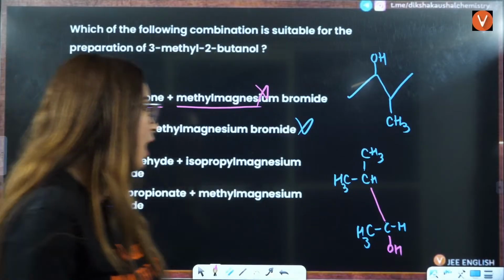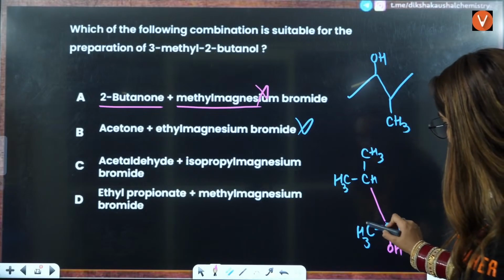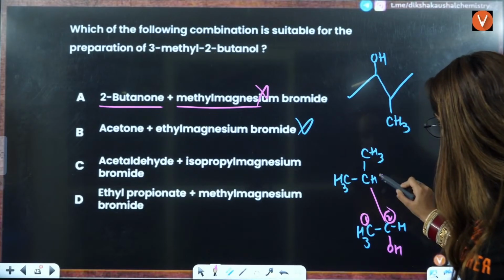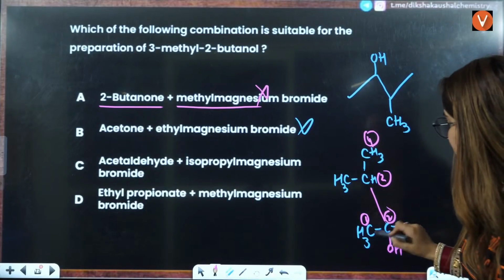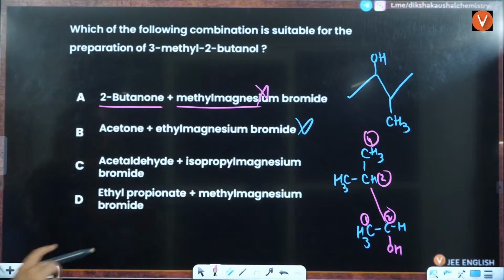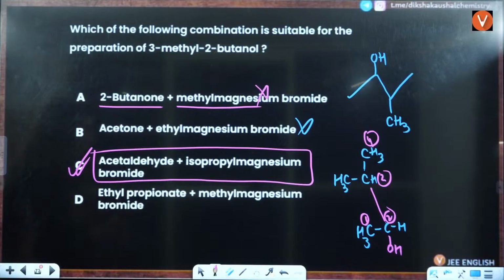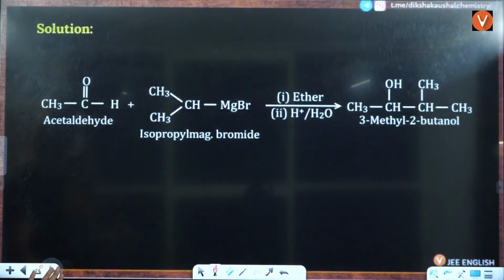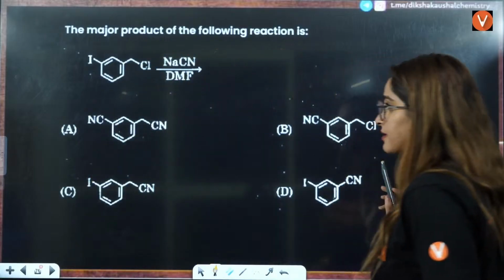So here what you have, this is 1, 2, 3, 4, or you can say 1, 2, 3, 4. On the third position you have methyl, on the second position you have OH. That means this is possible here. That means C is going to be the correct answer here. So you have to solve everything to get the answer, right?